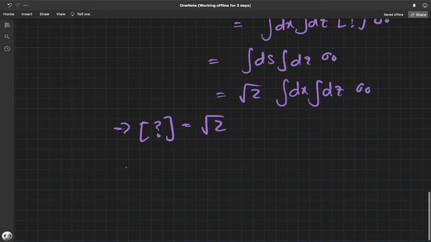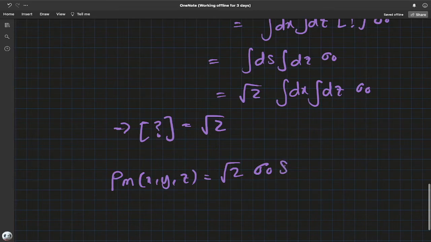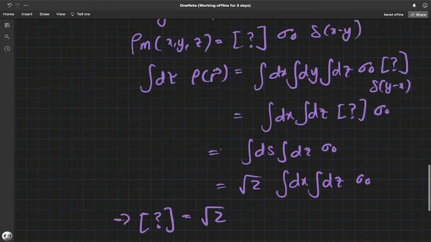This means that the right answer for the density of this sheet is square root 2 sigma naught Dirac delta y minus x. This is the right answer. If you integrate this, you'll clearly see the right answer.